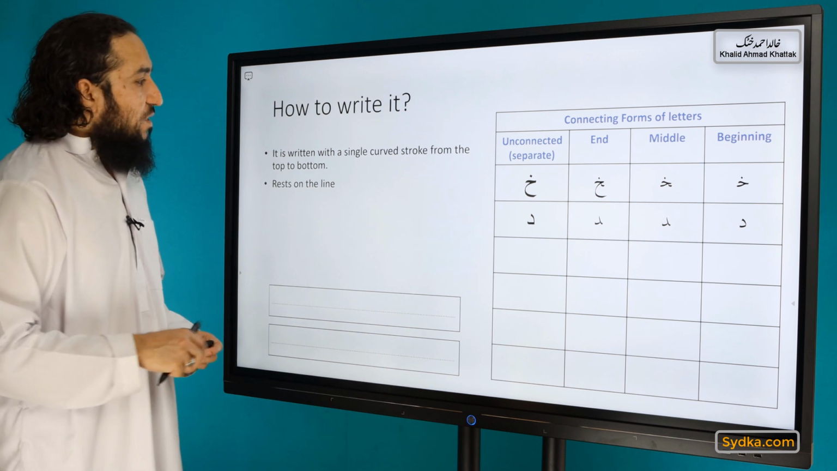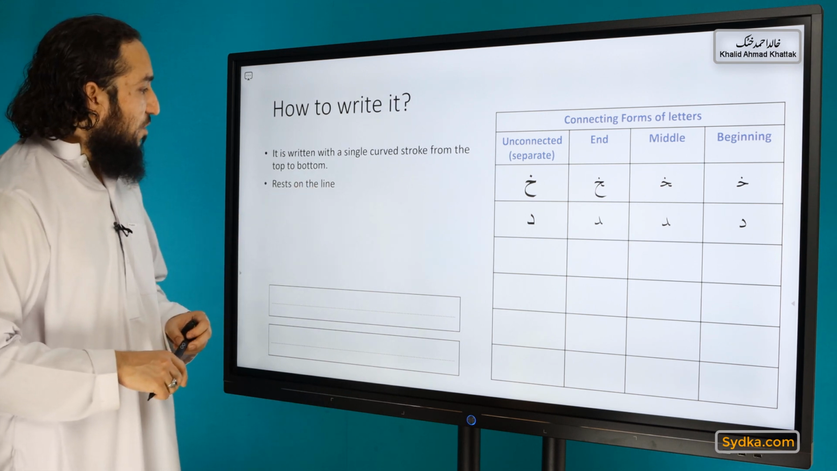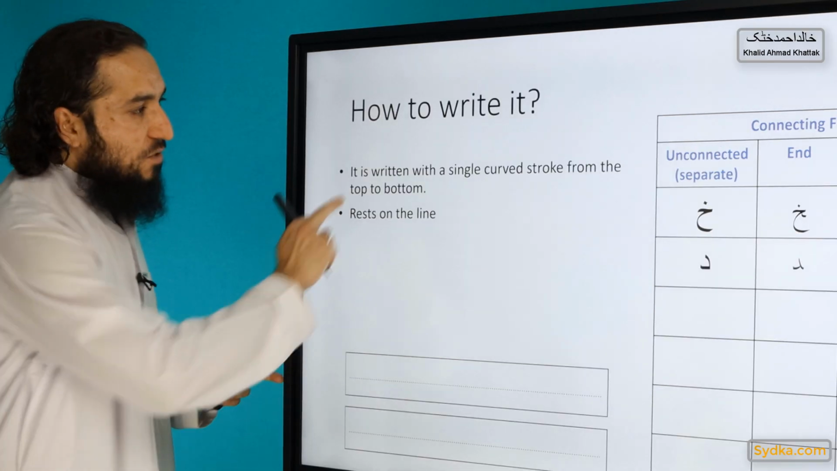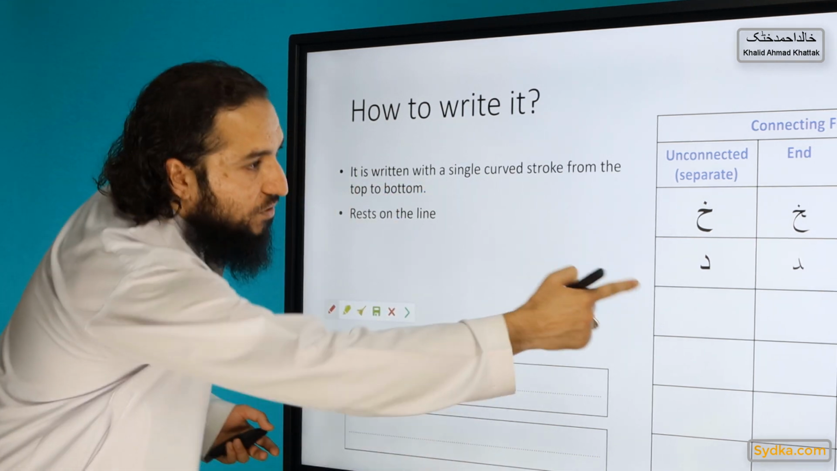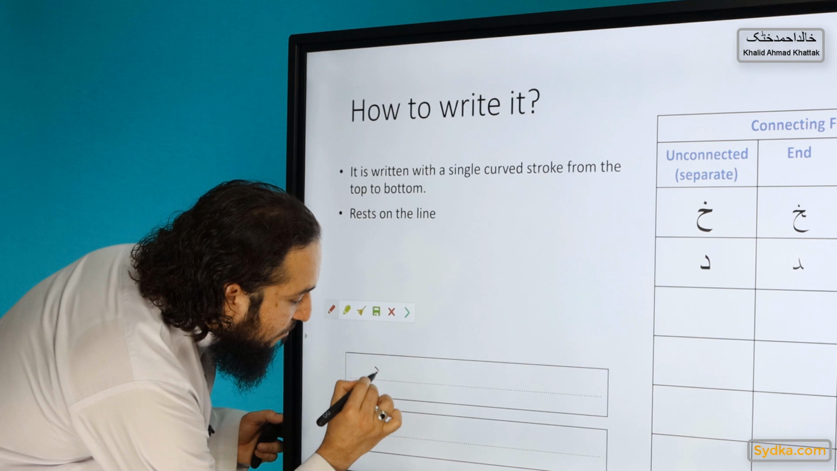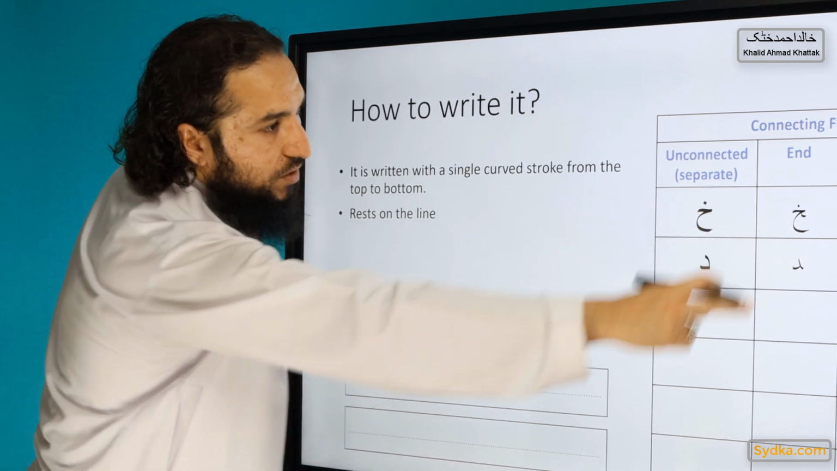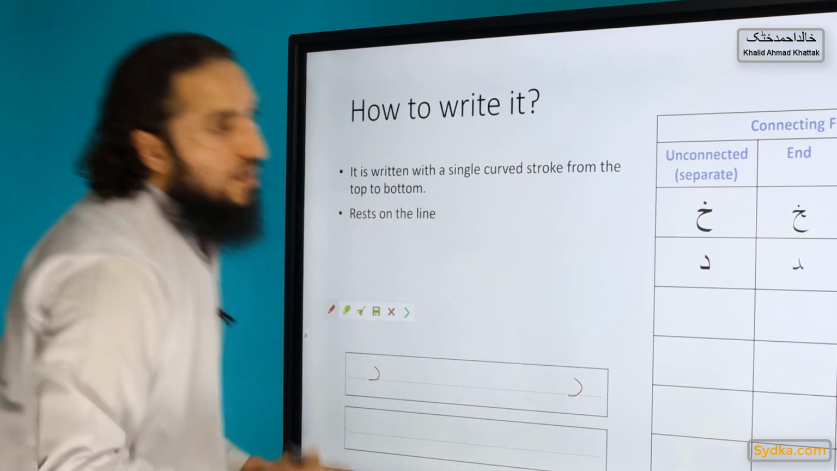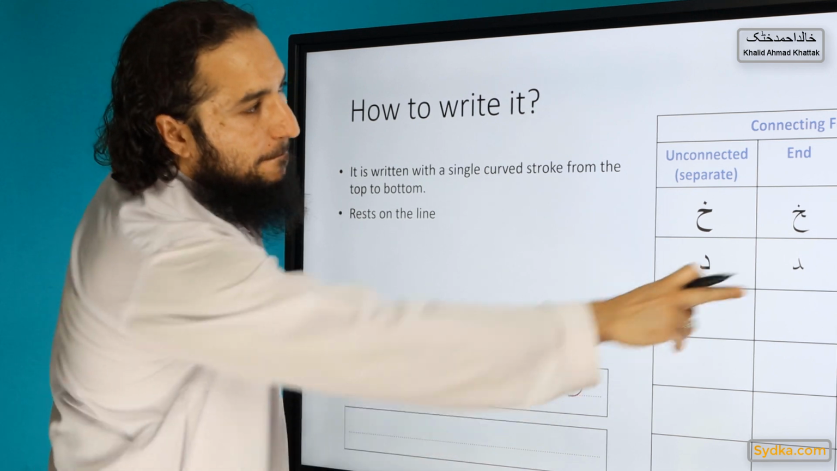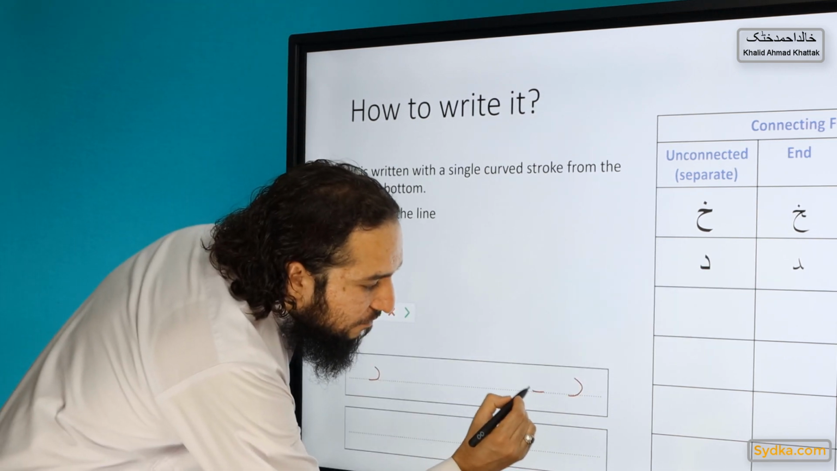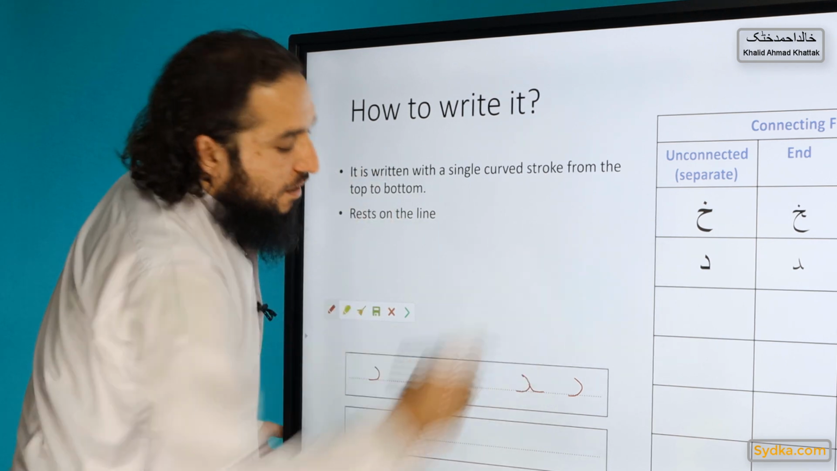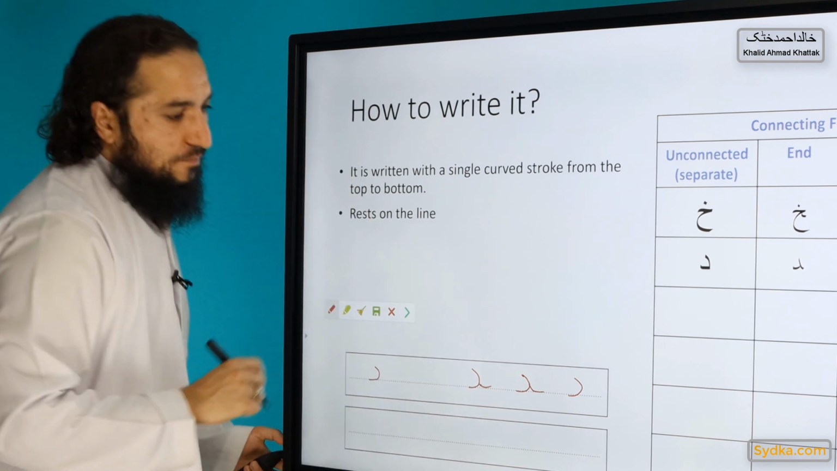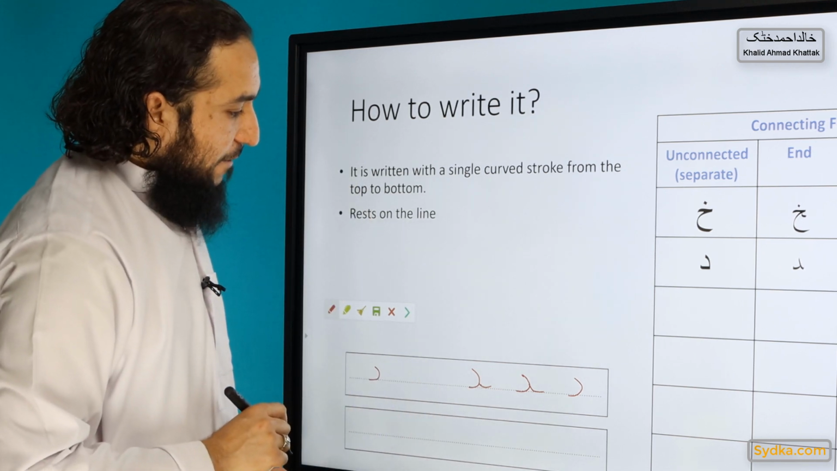So how to write it? It is written with a single curved stroke from the top to bottom, and rests on the line. Let me write it down to explain. It is written with a single curved line. If it's written on its own, it's like this. If it's written in the beginning, it's similar to that one as well, and it rests on the line. In the middle it's like this, and at the end it's the same as this one.